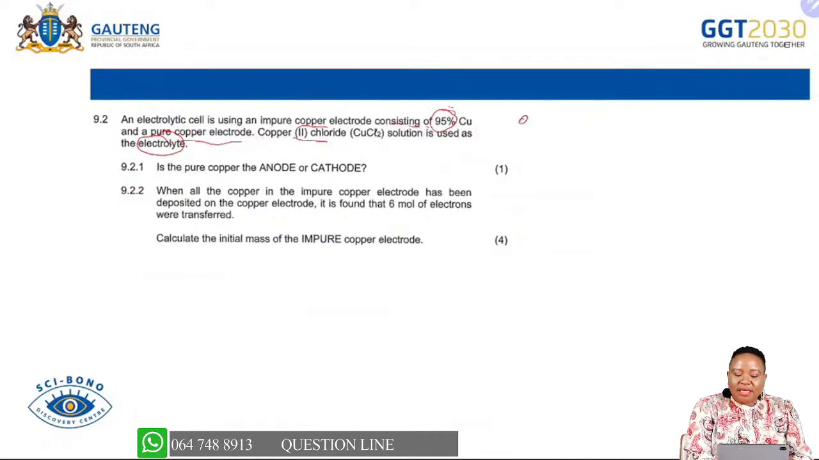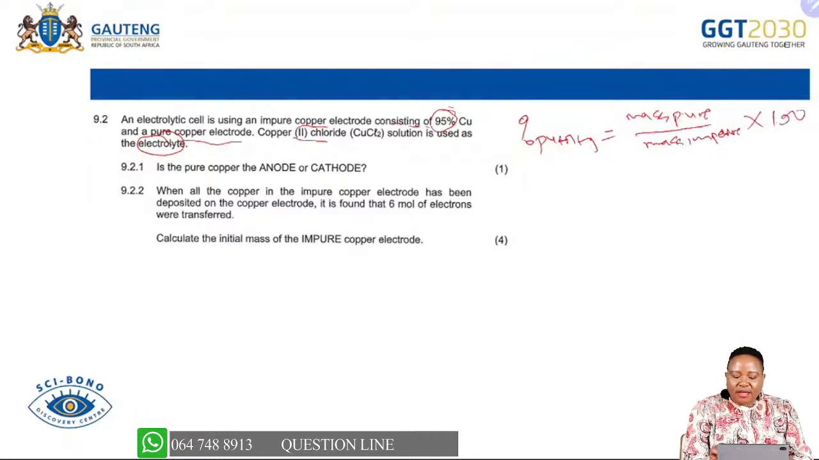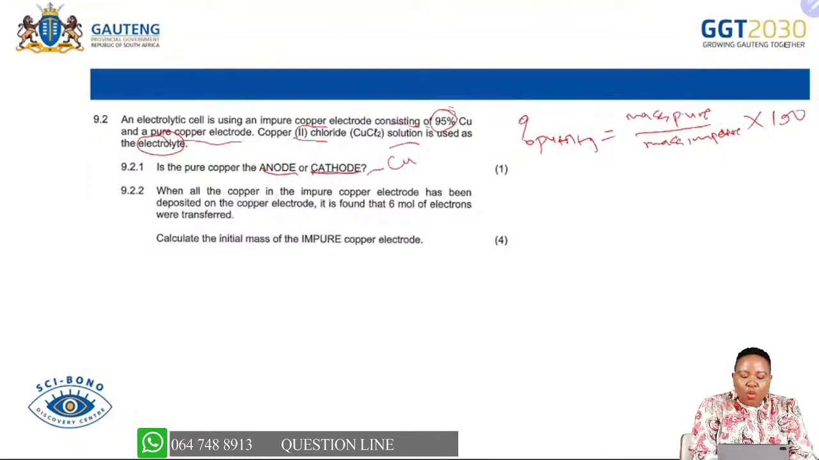We said percentage purity, the formula we were given, is equal to mass of pure over mass of impure substance multiplied by 100. That is the only thing that you needed to know. And then now, when they say to you, is the pure copper formed at the anode or cathode? Obviously, if you are doing refining, everything that is pure will form at the cathode. So always the pure copper will form at the cathode.